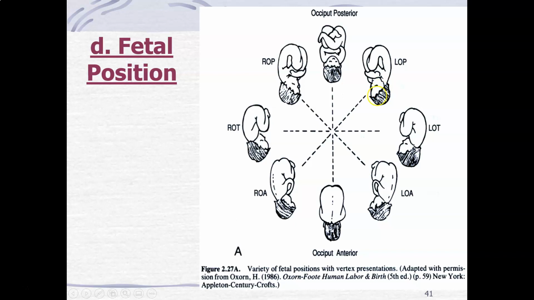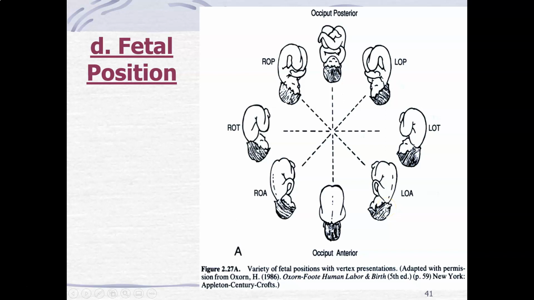If this baby's turned just slightly, and this baby is now LOP, that's left occiput posterior, because the occiput, the back of the baby's head, is to the mom's left, but still posteriorly. This one is left occiput transverse because this baby, the occiput, the back of the baby's head, remember mom is standing here and she's looking at you, so this is her left side, left occiput transverse, sideways on the side.